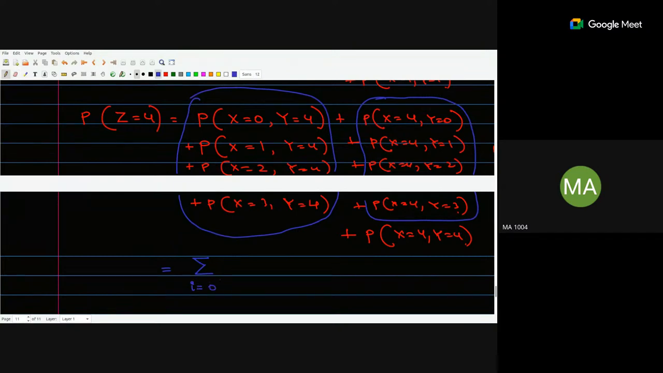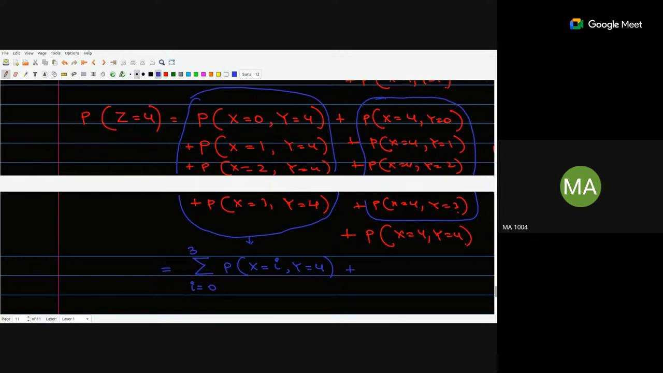Summation I equals 0 to 3, probability that X equals I, comma Y equals 4. So can I write it like this? Yes. I just wanted to use the summation and write it in one line, one simple expression. So all these four can be written like this.